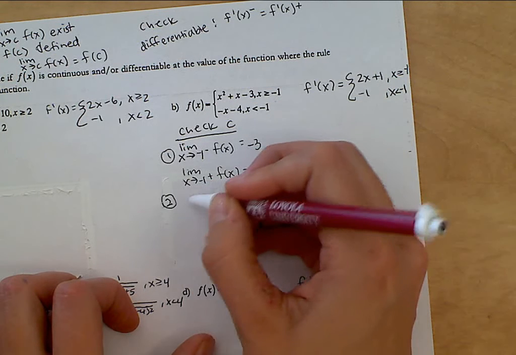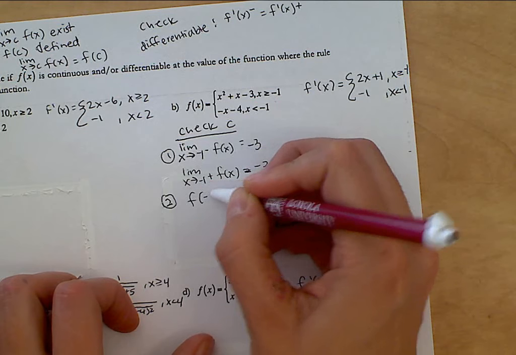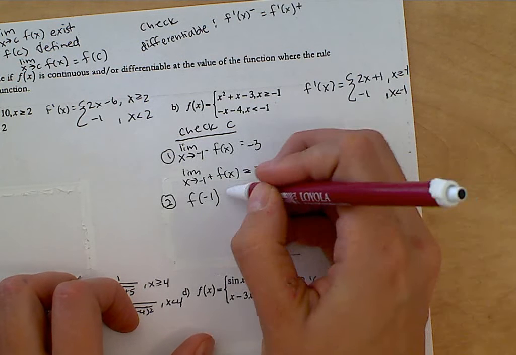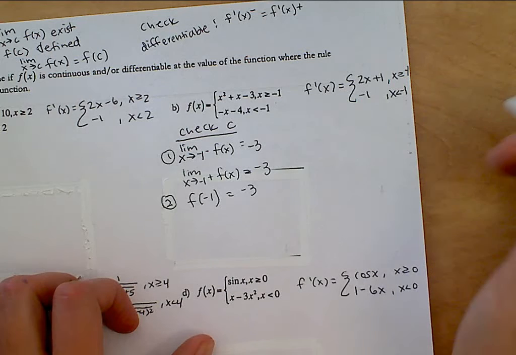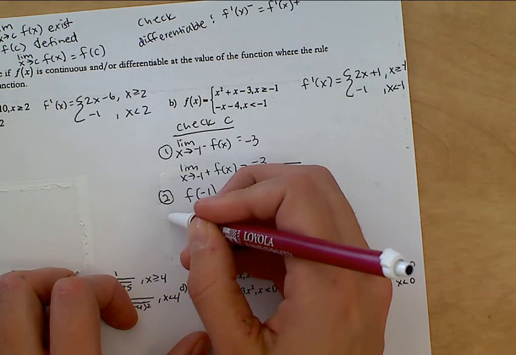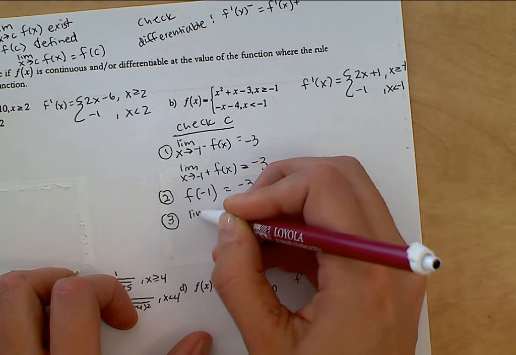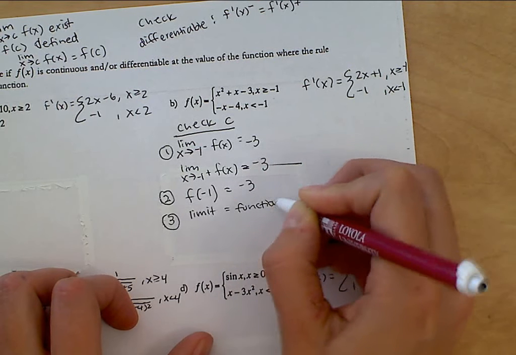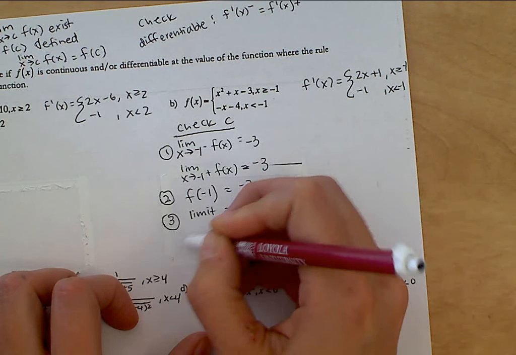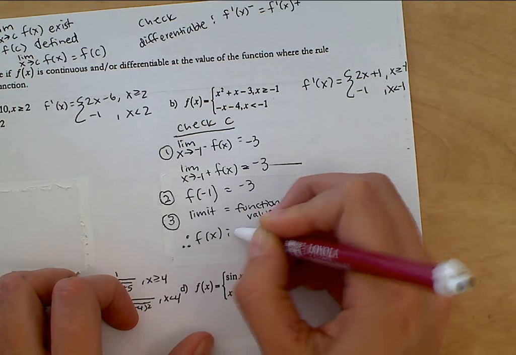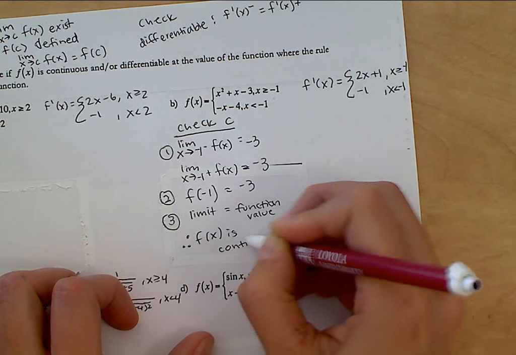Then I need to check f of -1, which means I would just be plugging into this top function, which I know equals -3. These two things are equal to each other. So the limit equals the function value, which means, therefore, f of x is continuous.